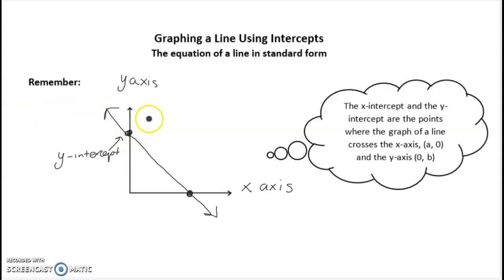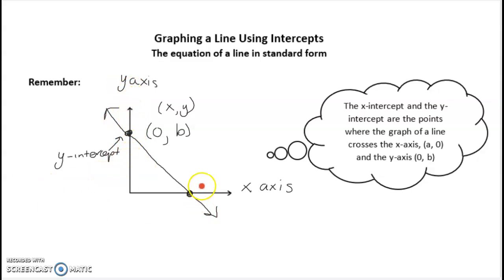Remember, when you have points, you have an x and a y point. So this point right here, x would be 0, because x isn't 1, 2, 3, or -1, -2. So it has to be 0. And then your y coordinate, we'll just call it b, because it can be any number that we want.